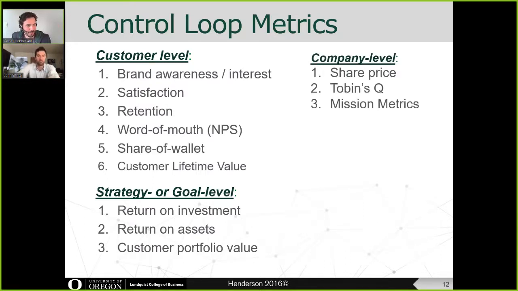And then at the company level, there's share price or profit. Tobin's Q is kind of like looking at share price and customer financial metrics. And then what isn't a part of enough businesses, I'd say, is mission metrics. If you don't have a well-defined mission, or you say you have a mission but don't use it to measure your success, then you're not going to have that control loop like we introduced in the slides before with Blockbuster.